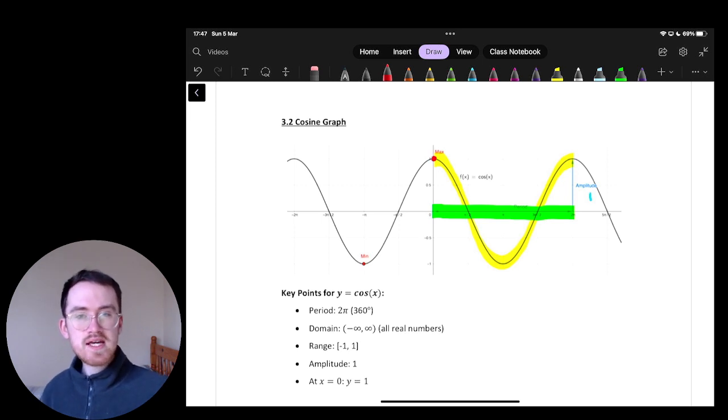So what we're seeing here, in the last one we saw the sine graph. When x was equal to 0, it was at that midline. When x is equal to 0, the cosine graph is at its maximum point.